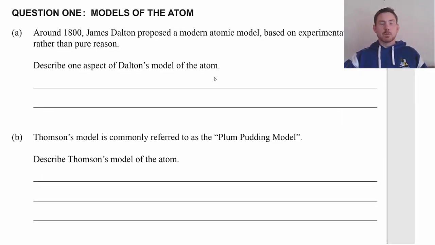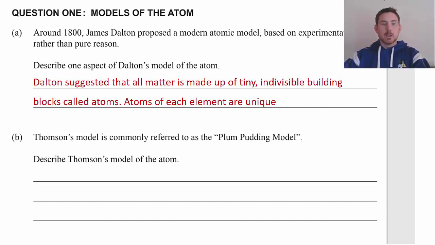So question 1 deals with different models of the atom, and we're asked to describe one aspect of Dalton's model of the atom. And Dalton suggested that all matter was made up of these indivisible particles called atoms, from the Greek atomos, which I believe means indivisible. And these particles that everything was made of would be pieced together to make up matter. The atoms for each element were unique, so the atom for hydrogen was different to that of oxygen. And so our answer might look something like, Dalton suggested that all matter is made up of tiny indivisible building blocks called atoms, and atoms of each element are unique.